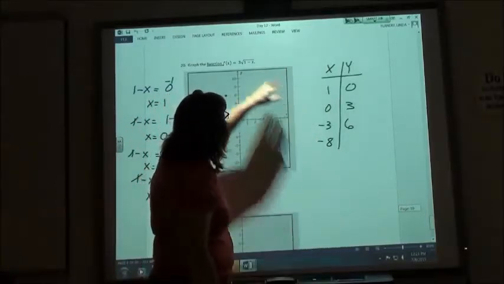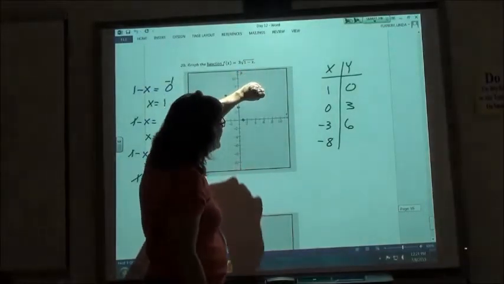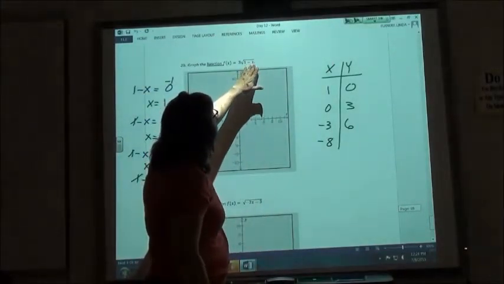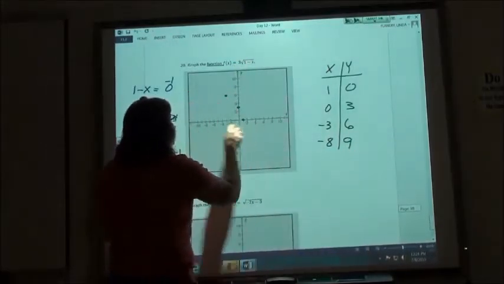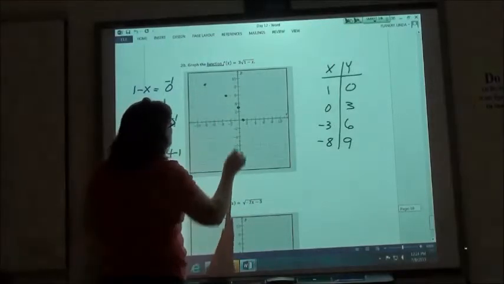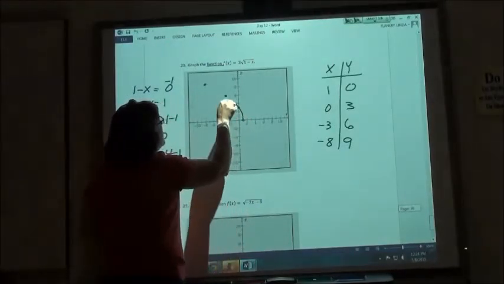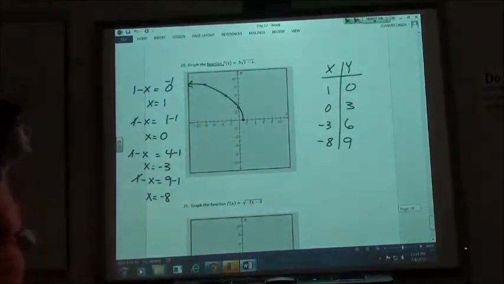And then -8. Again, 1 minus a -8 means I'm going to do 1 plus 8, which is 9. Square root of 9 is 3, and 3 times 3 is 9. So -8 is up to 9. And so my graph is going to start here, and it's actually going to curve and go this way. Looks something sort of like that.